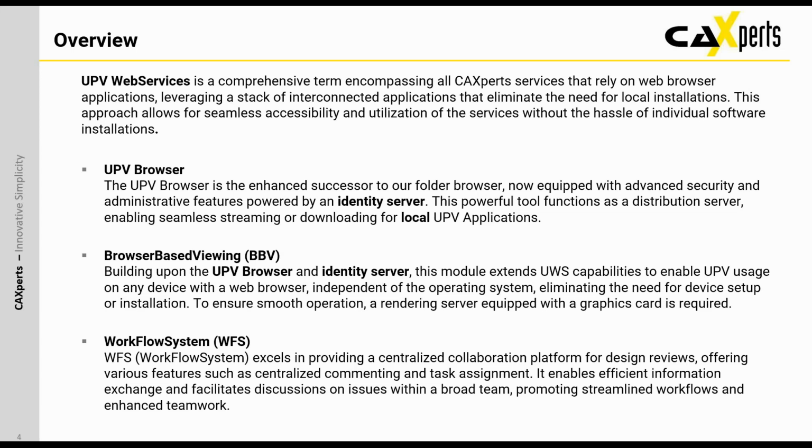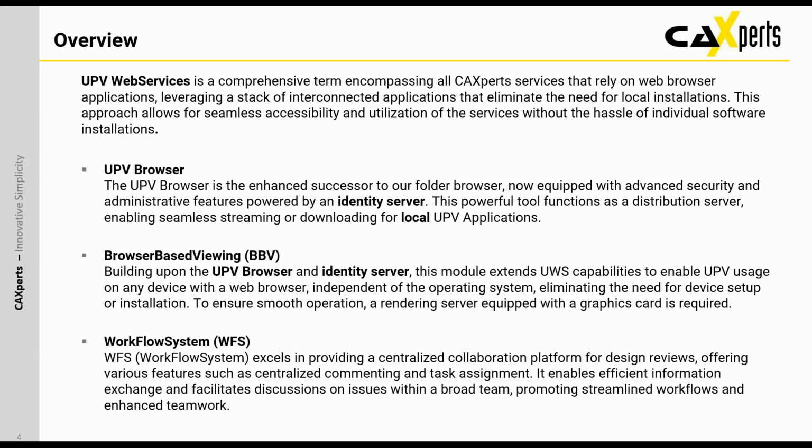So in the first part of the webinar, we covered the UPV browser, which is the enhanced successor to our folder browser, including an identity server and thus enabling you to grant or deny permissions in great detail by model and by membership of user groups. And it functions basically as a distribution server that enables you to seamlessly stream or download a model to your local UPV application. This means at this stage, you still need a local UPV on your device.